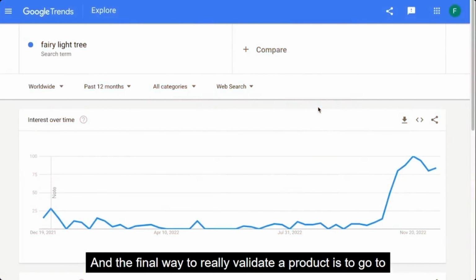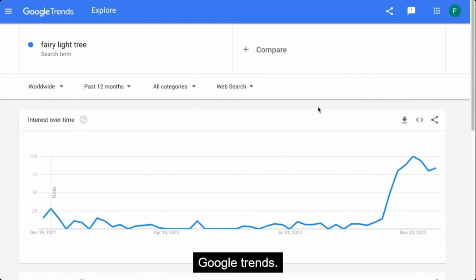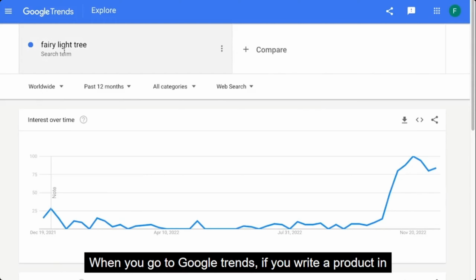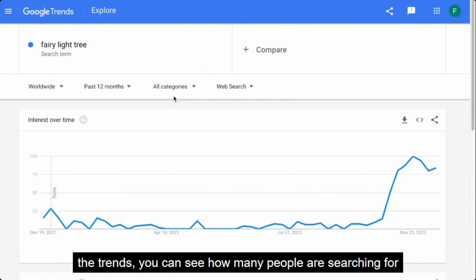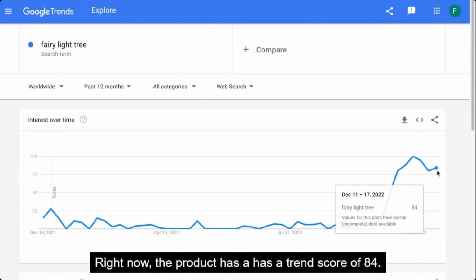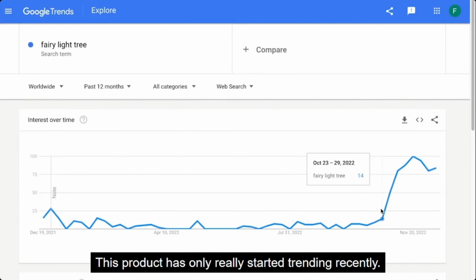And the final way to really validate a product is to go to Google Trends. When you go to Google Trends, if you write a product in the trends, you can see how many people are searching for it currently. Right now, the product has a trend score of 84. This product has only really started trending recently.